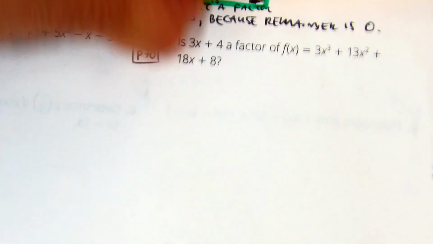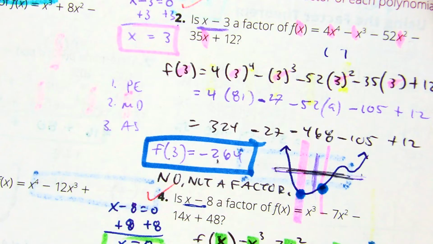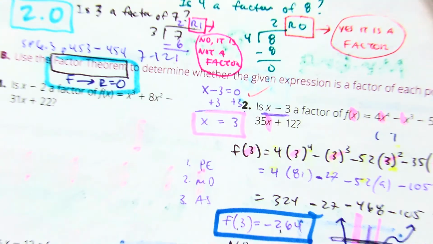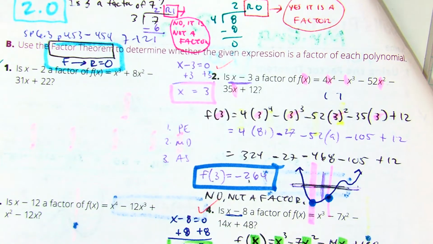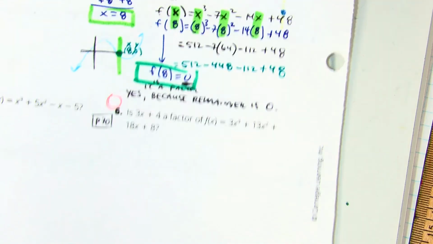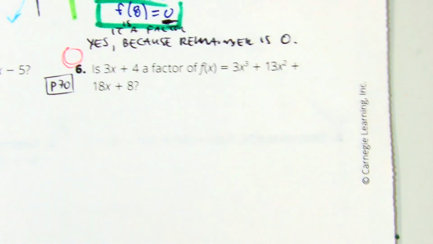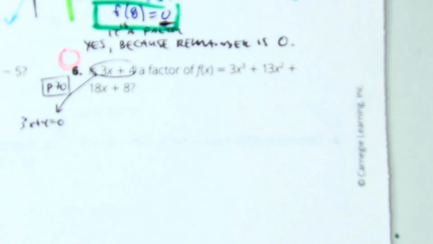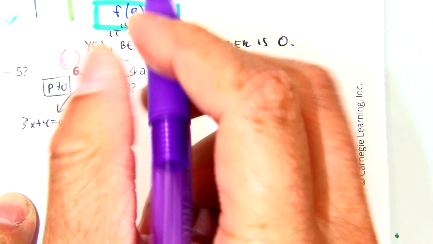In question number 6, it tells you to use the factor theorem to determine whether the given expression is a factor of each polynomial. Yesterday we learned that if you set this equal to 0, and I just solved this little problem here. Remember, you're using PEMDAS backwards to solve.